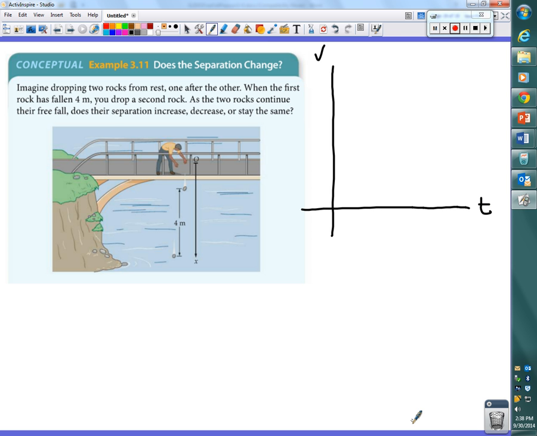Let's sketch ourselves a velocity versus time graph for these two rocks. We'll call the red rock rock 1 and the blue rock rock 2. That's what free fall is, right? Free fall is a constant acceleration, right? Is that okay? Okay.